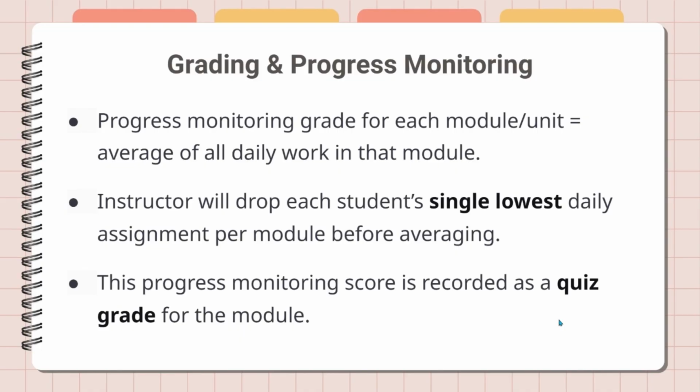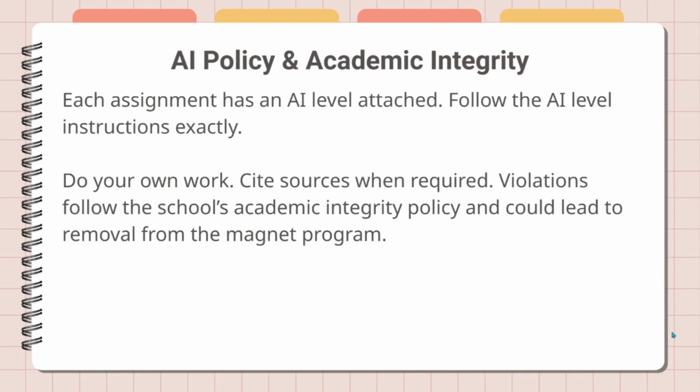Progress monitoring, I do this a little bit different than some other classes, so I want to make sure that you understand how this works. Your daily grades go into a category or group called progress monitoring for each unit. I drop the single lowest grade, and then I enter the average of all of your assignments from that unit as a quiz grade for the module. So unit 0 will not have one progress monitoring, but unit 1 and 2 will each individually. So that's going to be 2 quiz grades for those daily assignments.